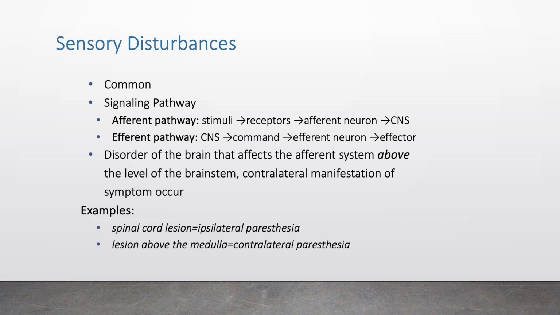Damage or lesions along these pathways can lead to sensory disturbances, such as paresthesia, or motor deficits. Specific patterns of symptoms, whether ipsilateral or contralateral, can help localize lesions within the nervous system. For example, a lesion in the spinal cord may lead to ipsilateral sensory deficits, whereas a lesion above the medulla can result in contralateral symptoms.